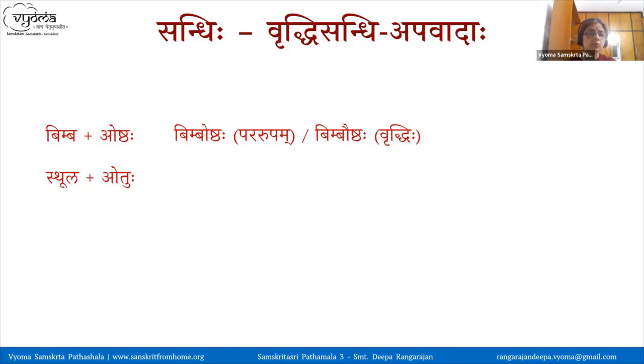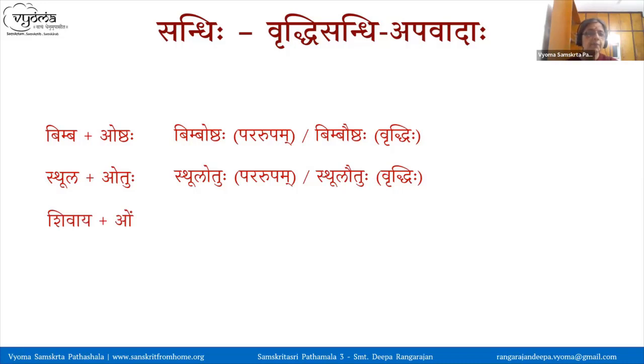Sthula plus otuhu. So bimba oshtha means the bimba fruit, which I think is called kovai fruit in Tamil. When it is ripe, it's really bright red in color. So the lips are compared to that fruit, bimboshthaha. And sthula otuhu is a fat cat. So otuhu is a cat, sthula is one which is fat. So sthulotuhu with pararupam is also a correct form, and sthulautuhu with vriddhi is also correct.